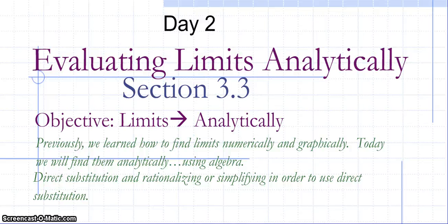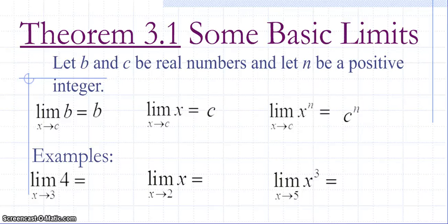Okay, so I gave you that sheet that gives you a bunch of properties about limits. That way you don't have to copy them all down. We'll just talk about them. So the first one, theorem 3.1, some basic limits. Let b and c be real numbers and let n be a positive integer. Then the limit as x goes to c of b is b. The limit as x goes to c of x is c. And the limit as x goes to c of x to the n is c to the n.